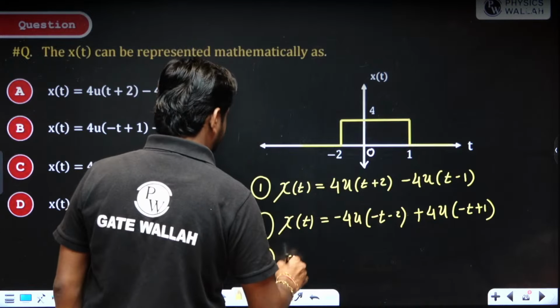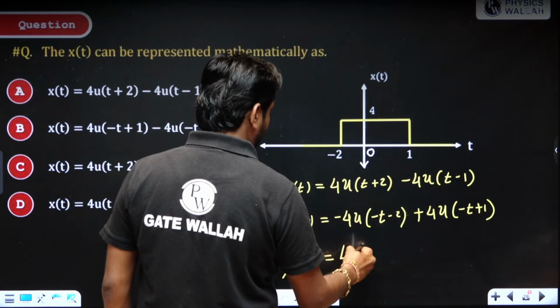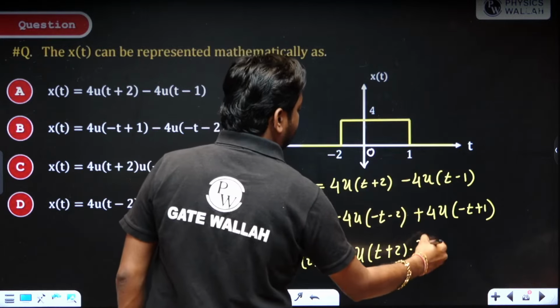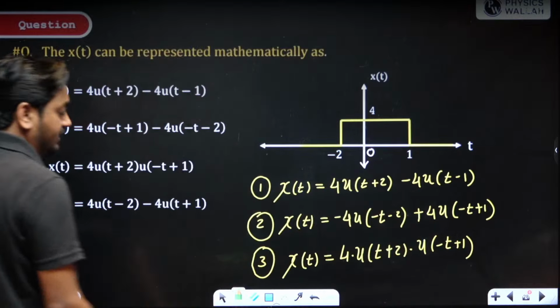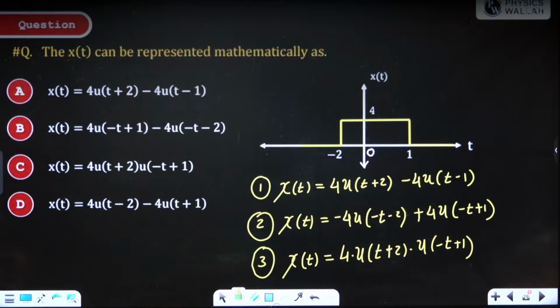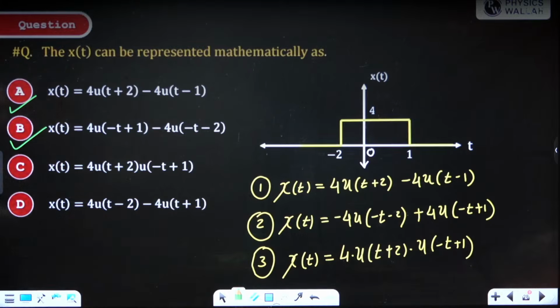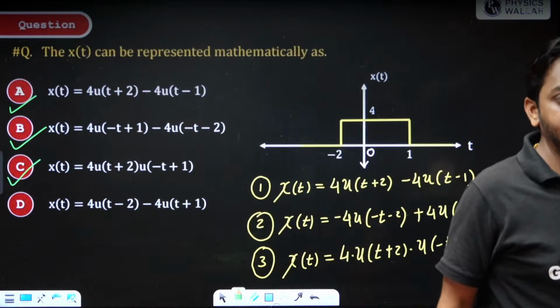And third is, this is right sided, this is left sided. So 4 u of t plus 2 multiplication, and this is left sided, u of minus t plus 1. Now check how many options are correct here. ABC. So first is correct, yes. Second is correct, yes, this is also true. Third is correct, for u of t plus 2 into u of minus t plus 1. Yes, this is also true. So here options A, B, C are the correct options for this question.